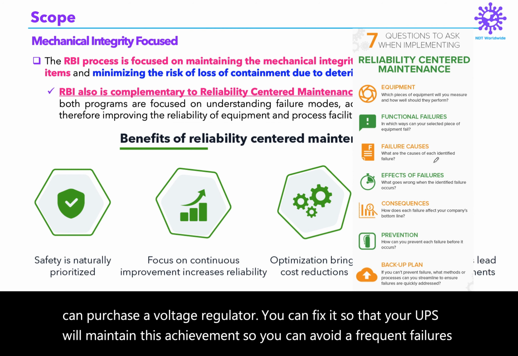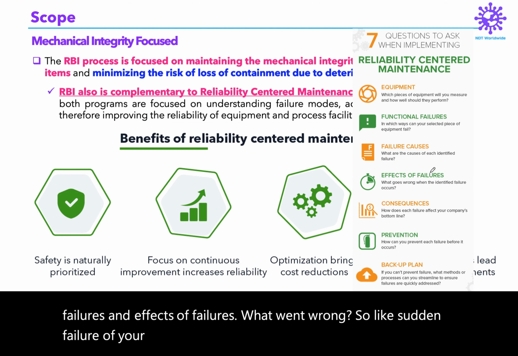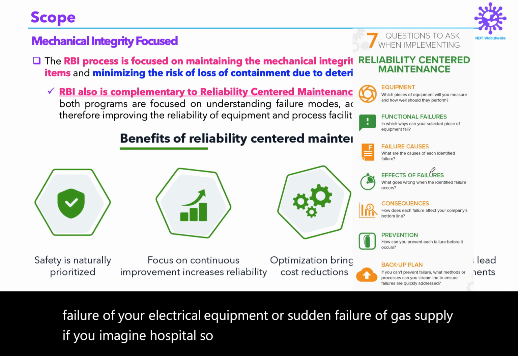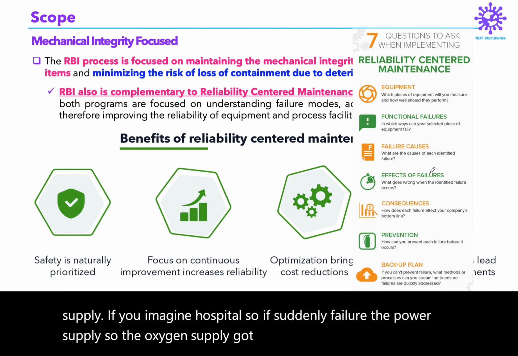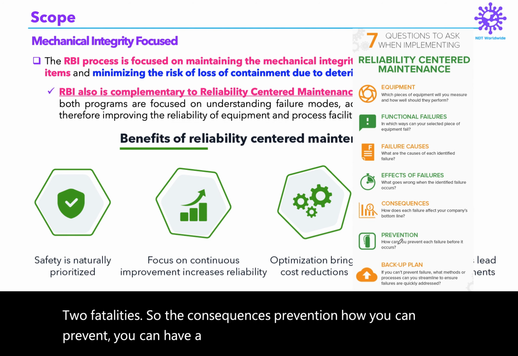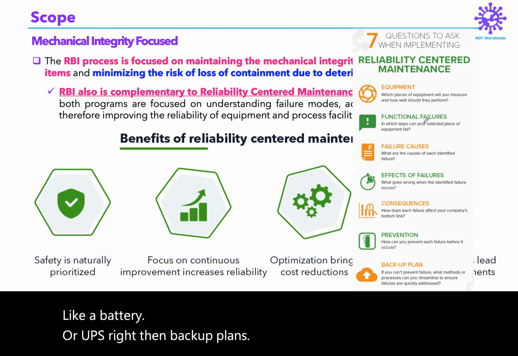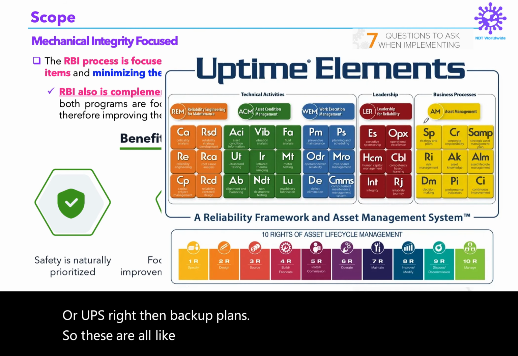And the effects of failures, what went wrong, like sudden failure of your electrical equipment or sudden failure of gas supply. If you imagine a hospital, if the power supply suddenly fails, the oxygen supply gets disturbed and patients can face fatalities. So the consequences, and prevention: how you can prevent it, you can have a backup like a battery or UPS, right? Then backup plans. So these are not a single step, you need to assess all these things.